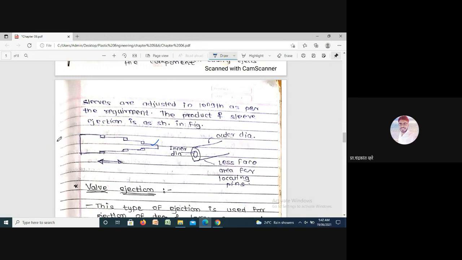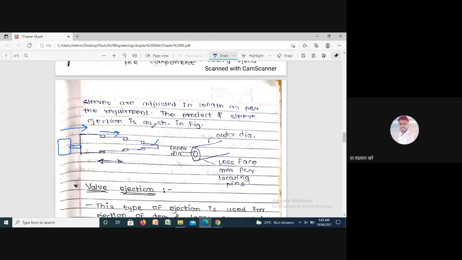This is a cylinder and this is a cylinder rod. We are pushing the cylinder toward the right side. This is how we use the mechanism.